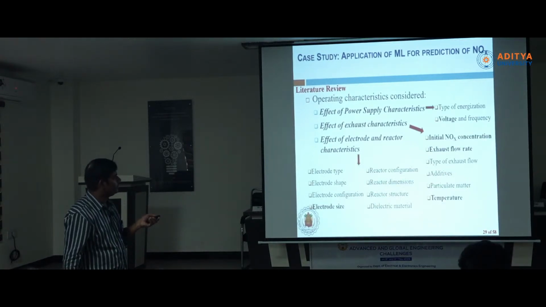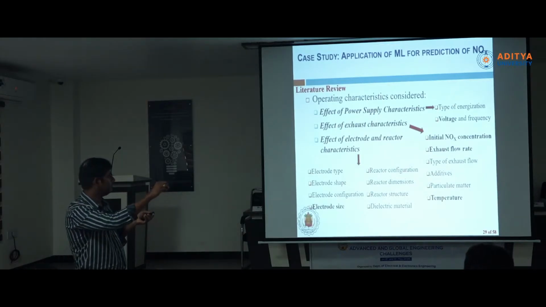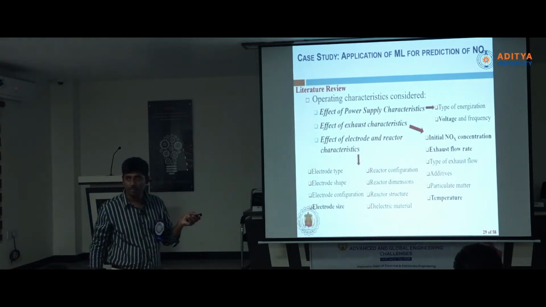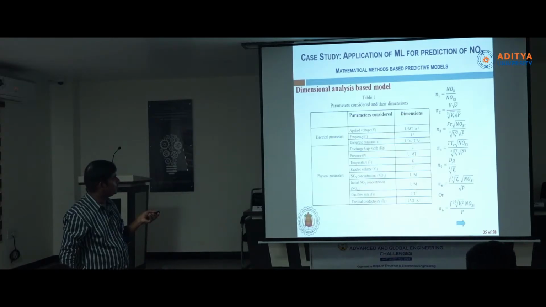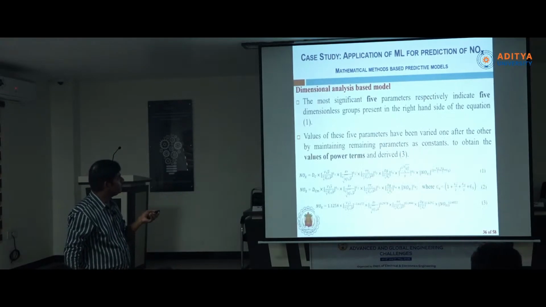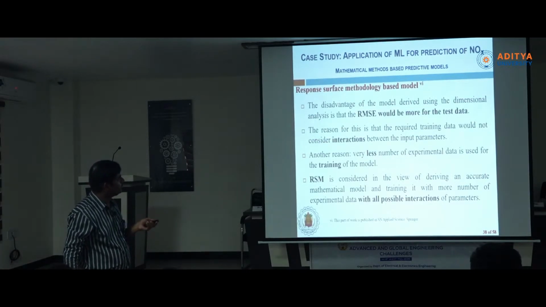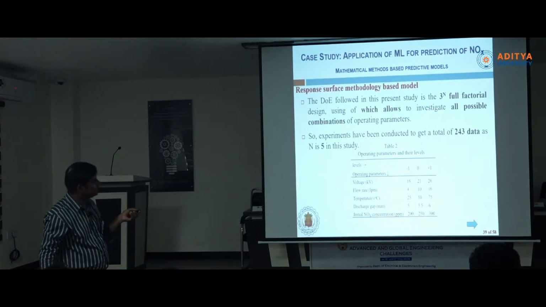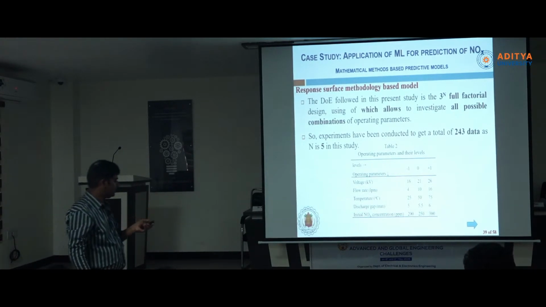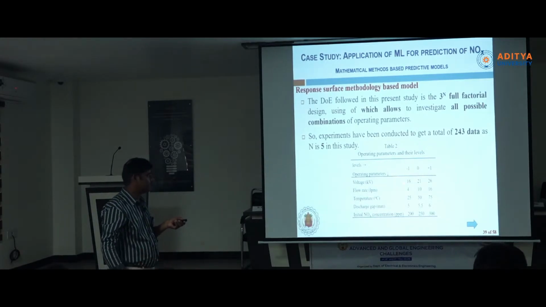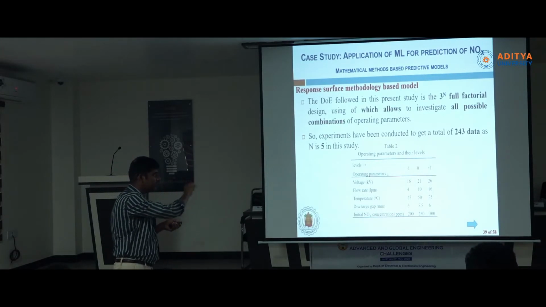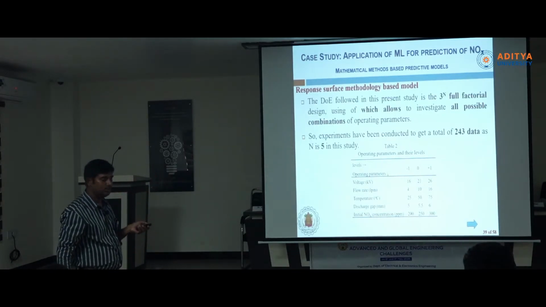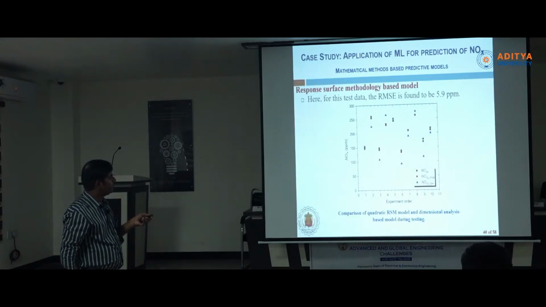NOx is predicted. This is a literature review which I have done for identifying such dominating parameters. Then the experimental results we got, then the prediction started with some basic mathematical methods: dimension analysis and regression techniques, response surface methodology. Response surface methodology is like linear regression only. Only 3 levels I have taken, -1, 0, +1, because I varied the voltage from 16 to 26 with a step of 1 volt only, but limited data I have mentioned in this paper. Using this response surface methodology I tried to predict it. Then the test data is only 10 data points in this study.